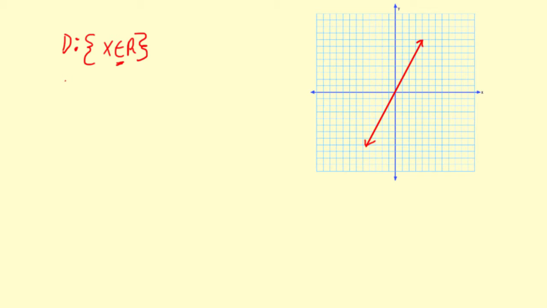And for the range, it's also the set of all real numbers. So you could say y is an element of the real number set. There's another notation called interval notation. So for the domain extends forever in both directions. So you would say the interval is negative infinity to infinity. That basically means the interval of the domain goes forever in both directions. It never stops negative, never stops positive.